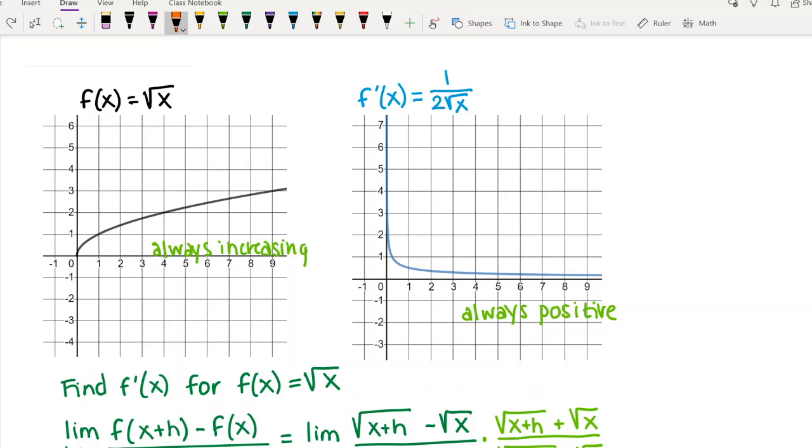All right, so that is it for today. I will give you some more practice with this stuff on your worksheet today, and I will be talking a little bit more about relating the graphs of the original function and their derivative in tomorrow's video. All right, thank you.